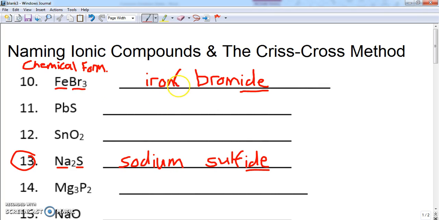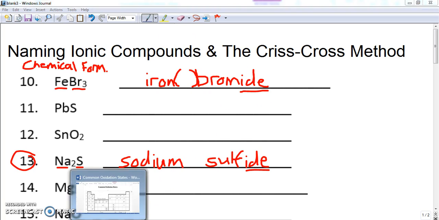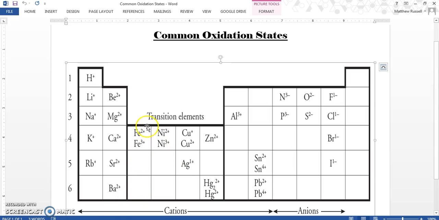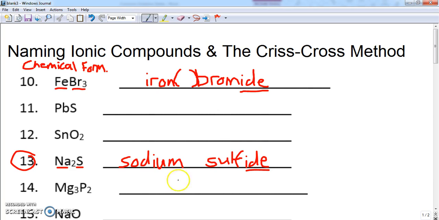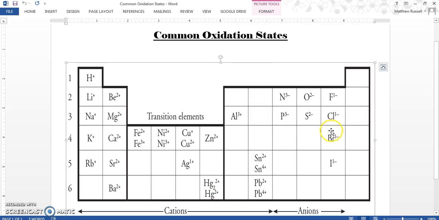Now, we'll probably have to put a Roman numeral in the middle here, and I'll show you why. When we look at the oxidation states for Fe, we have an oxidation state of 2 plus and an oxidation state of 3 plus. So there are 2 different oxidation states, and we have to choose which one. Iron could either be a 2 plus or a 3 plus, which we just looked up, and bromine is always going to be a 1 minus.